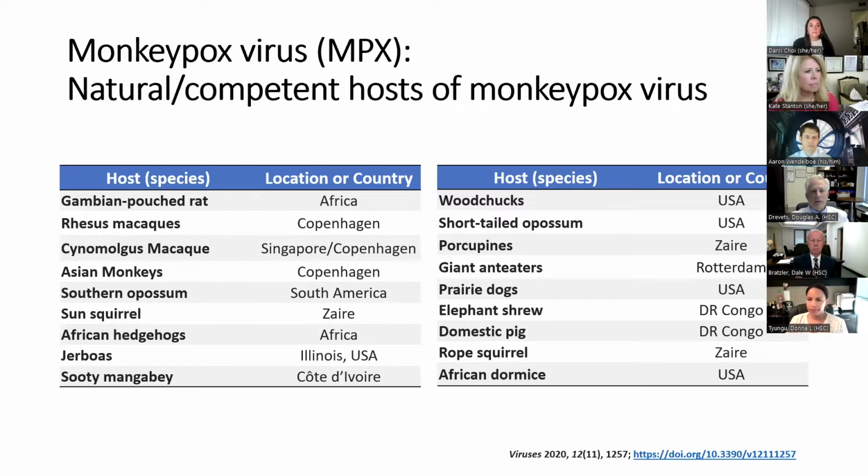The first thing you need to know about monkeypox is it's not specific to monkeys. In fact, it typically lives in many other animals other than monkeys. These are lists of different kinds of animals that monkeypox can live in. As you can see, there are non-human primates, rodents, possums, squirrels, hedgehogs, even prairie dogs and domestic pigs can harbor monkeypox. So monkeypox is just a bit of a historical name.